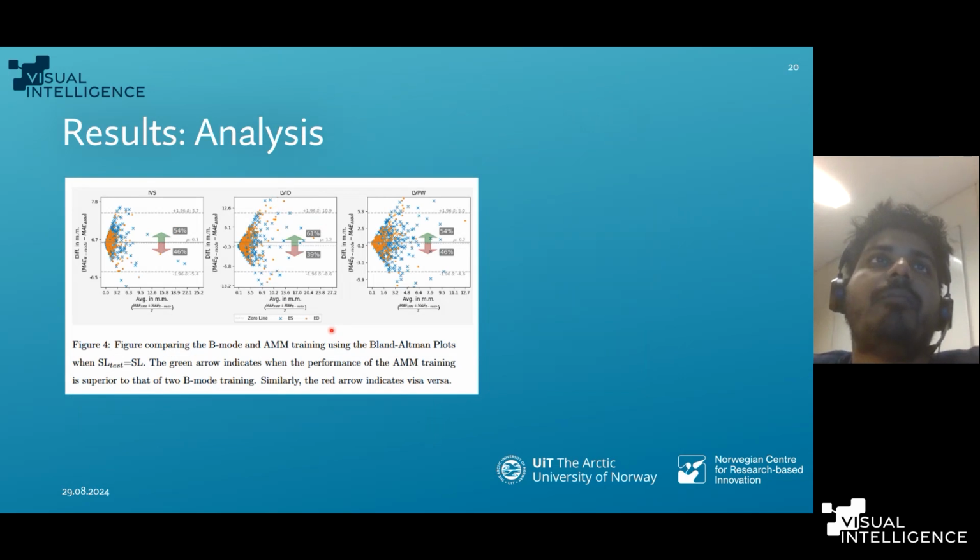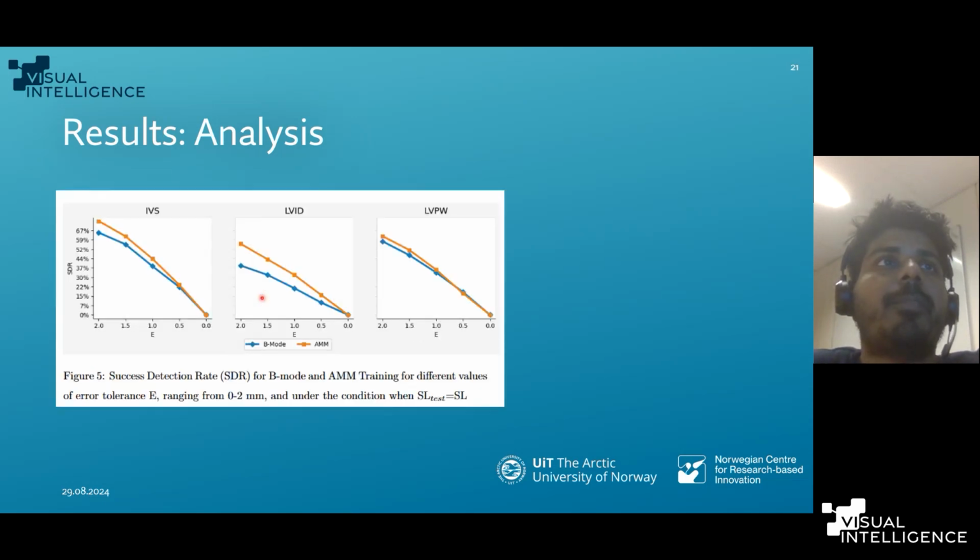We also performed some Bland-Altman plots. In the Bland-Altman plot, based on the mean absolute error, I show the B mode error and the difference of the AMM. So here in this part, B mode error is high for 3 different structures, in 54% of the cases, and we see that we are able to reduce the mean absolute error by proposing the AMM-based landmark detection.